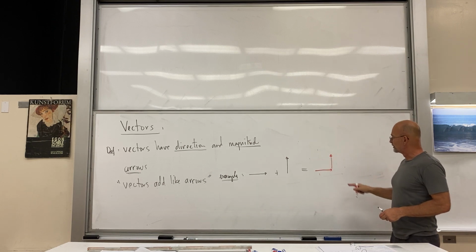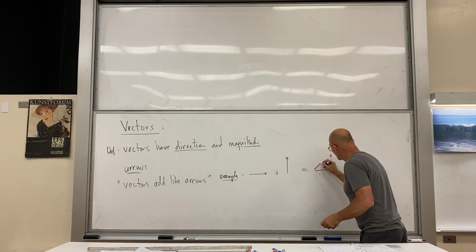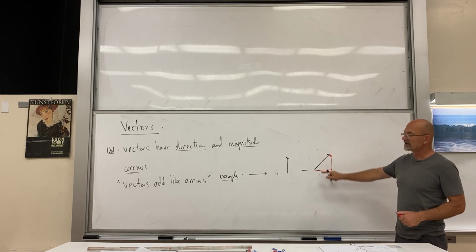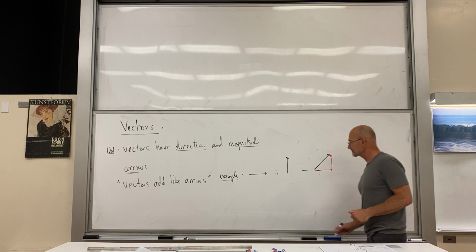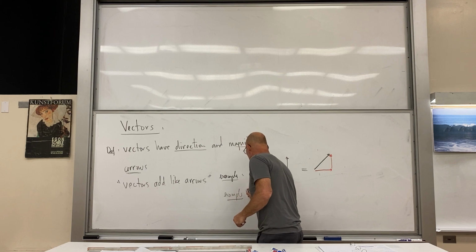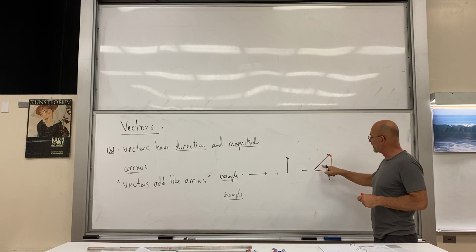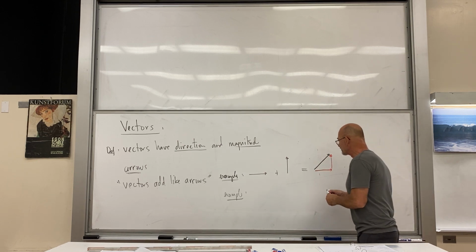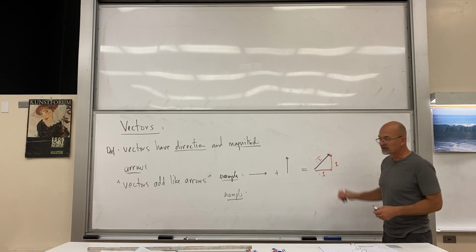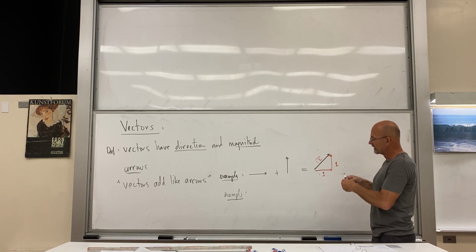You put the tail of one to the head of the other. The resultant, as it's called, the result of that addition, is this diagonal arrow. And speaking of this, what is its length? If we have 1 and 1, then the diagonal across a square is just the square root of 2. So it has the length square root of 2, and it's pointing up at 45 degrees.